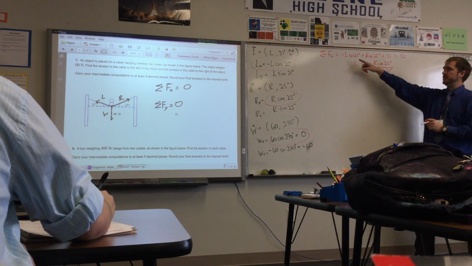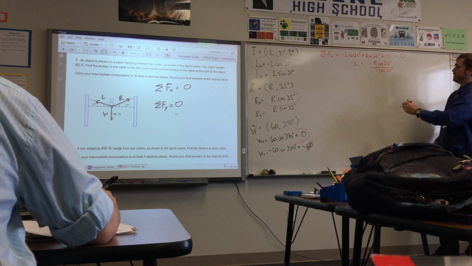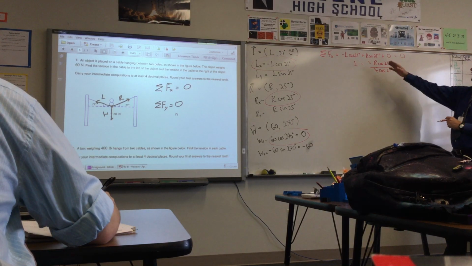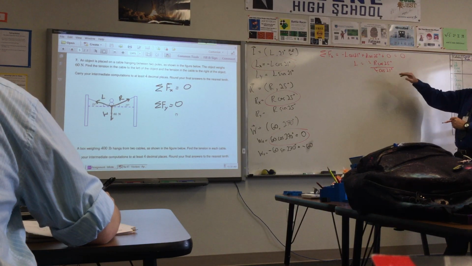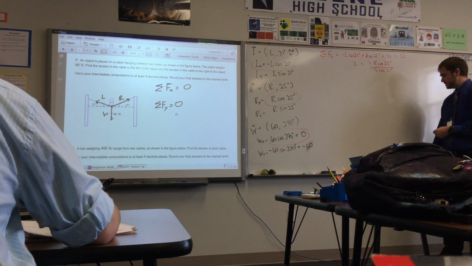Do y'all see that? Because I've got a negative right there. Sounds good to me. Now, a negative over a negative is a positive, so maybe you can cancel those out. There you have it. L equals R cosine 25 over cosine 21. That's our first equation.